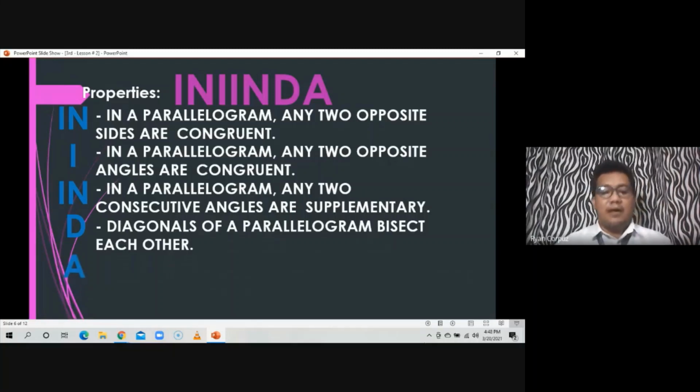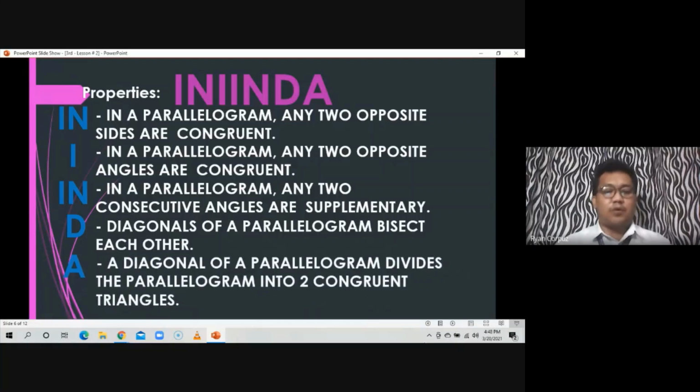Next, A. The last property, A stands for: a diagonal of a parallelogram divides the parallelogram into two congruent triangles. So each diagonal divides the parallelogram into two congruent triangles. Congruent triangles mean the measures of its sides and angles are congruent, equal in measure. So, these are the properties that will help us answer problems which involve parallelograms. Now, let's apply these properties through examples.